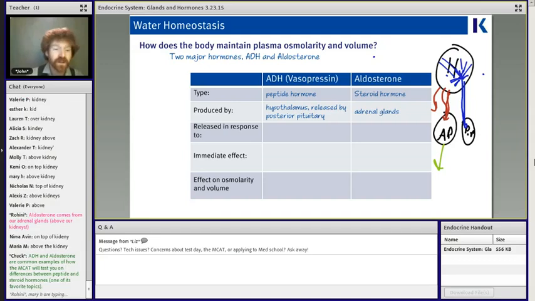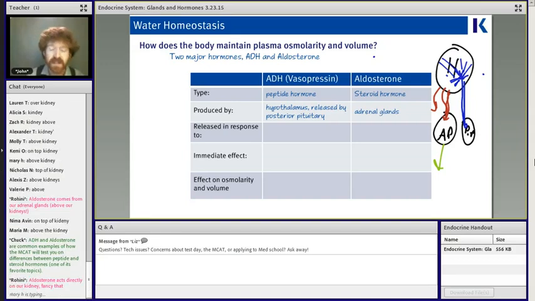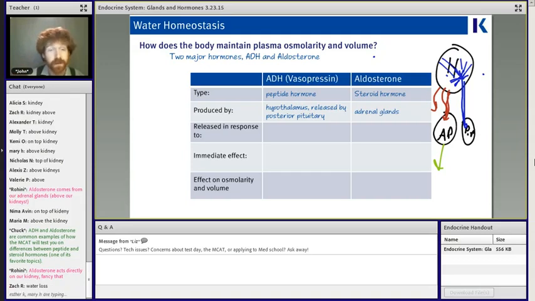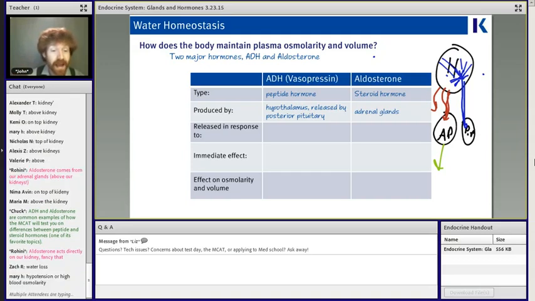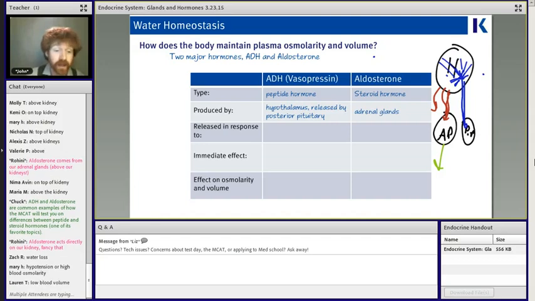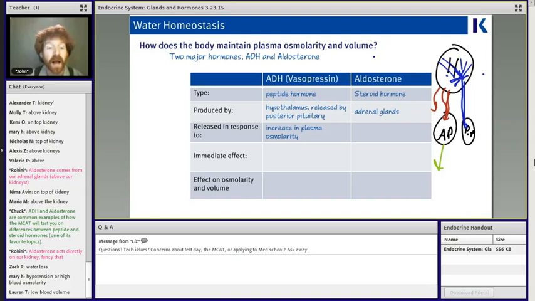All right, so let's keep going down. So what's ADH released in response to? And this is some of the high-yield stuff today. They love aldosterone and ADH. Nice. Primarily, Mary, it is high blood osmolarity. To be totally honest, it does respond to low blood pressure as well, but only if it's a really, really dire situation. If you're a healthy human, it should only respond to high blood osmolarity, thus your blood being very concentrated.